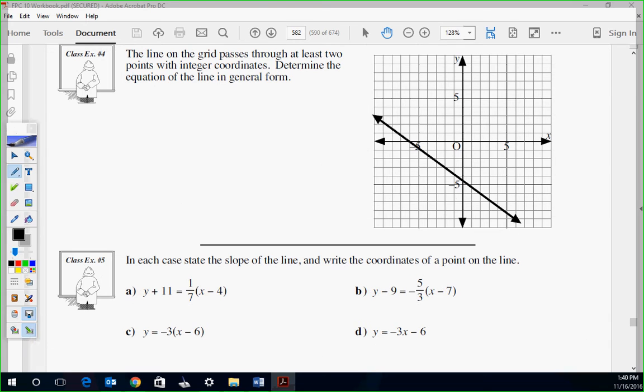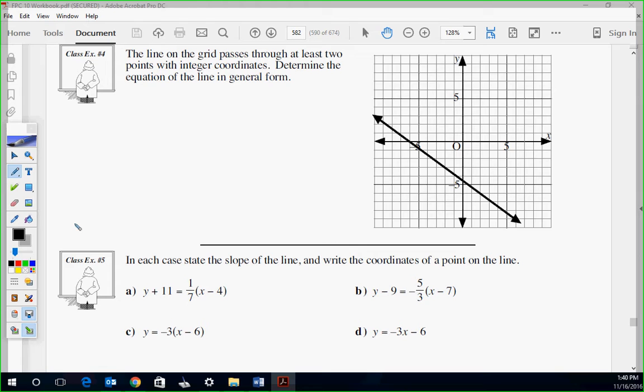Nice try. Okay, the line on the grid passes through at least 2 points with integer coordinates. Determine the equation of the line in general form. So guys, listen. Someone asked, do I need to know all 3 forms? Well, look what happened. This says the line on the grid passes through at least 2 points with integer coordinates. Determine the equation of the line in general form.